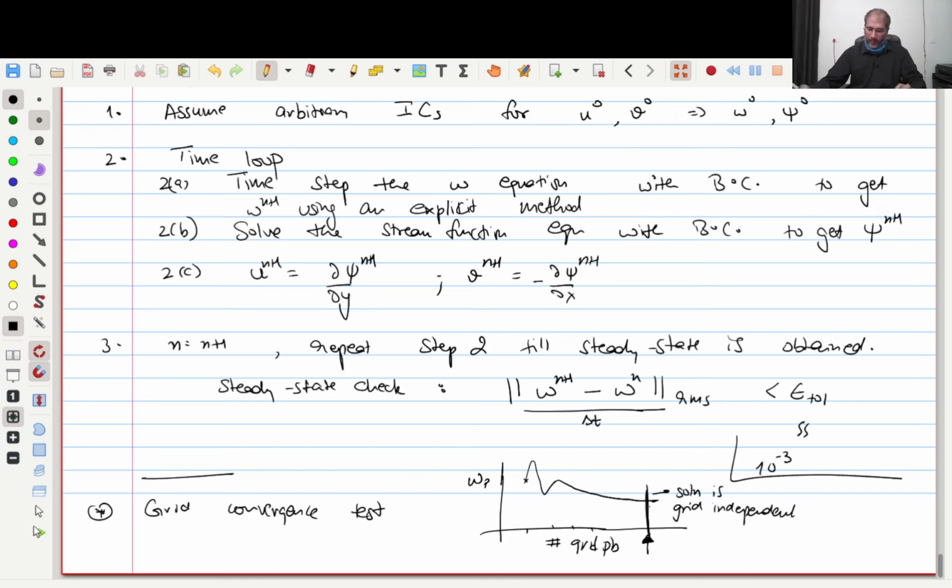And part 2 of the lab, which is going to be an assignment, is to do the same thing for a different geometry and a different set of boundary conditions. Okay, so we'll stop here, and then I'll meet you after the vacations.